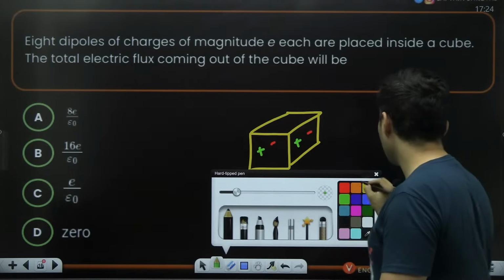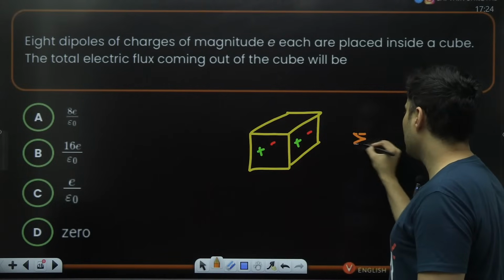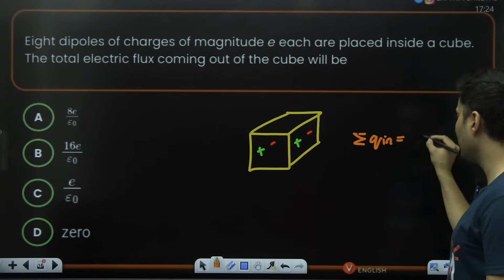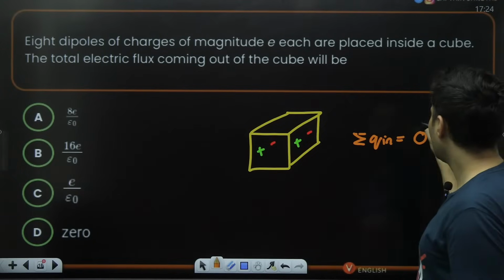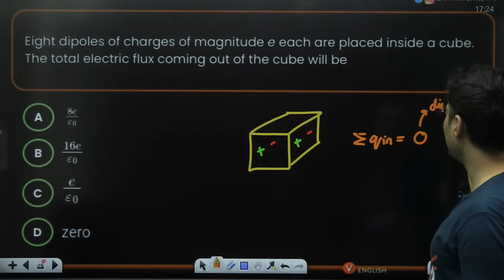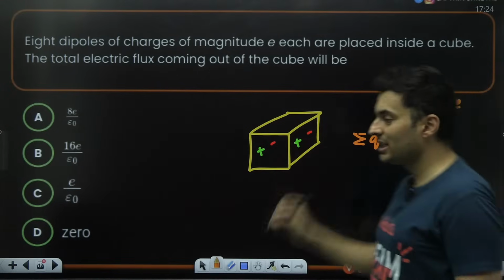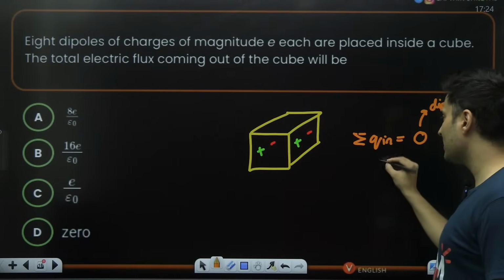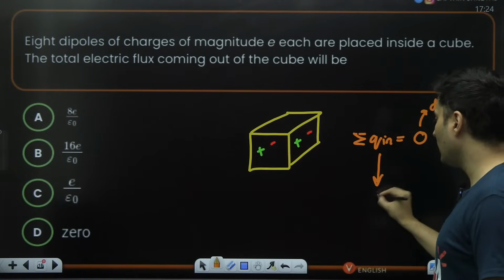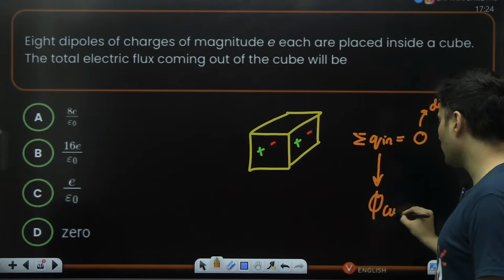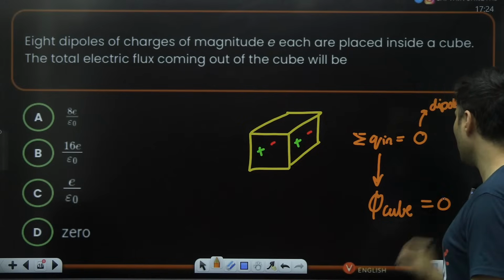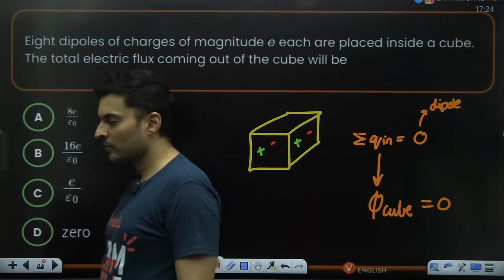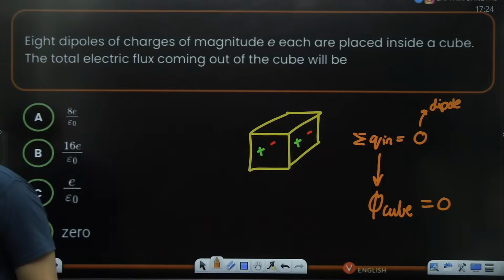So if you ask me, what is the net charge which is there inside? How much ever positive, that much ever negative, it will always be 0. And the reason why it is 0 is because it is a dipole. Equal charges of same magnitude, opposite sign. So if the total charge inside is 0, by Gauss's law, what should be the total flux through the closed surface? It should be also 0. So the answer is definitely D. Got it, my dear students?